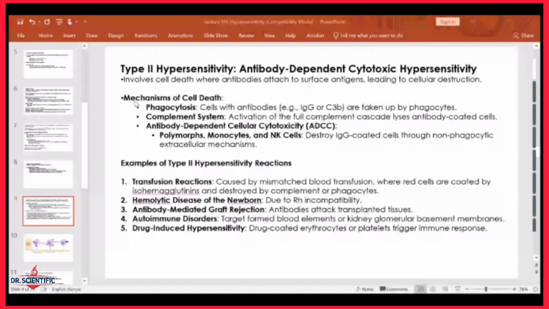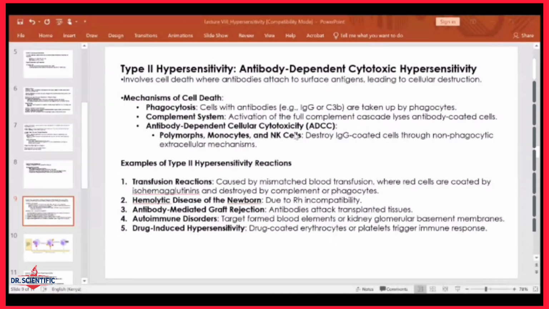The mechanisms of this cell death involve antibodies, in this case mostly IgG, together with complement C3b. We know that C3b is an opsonin to a big extent, taken up by phagocytes. So complement is playing a key role in this, especially via C3b. This is one of the opsonins. The other opsonin is usually C4b.